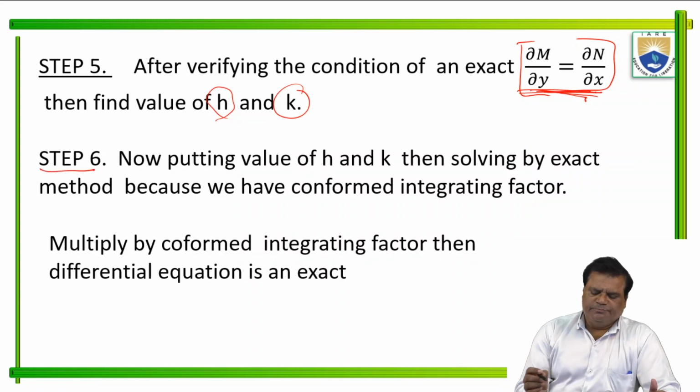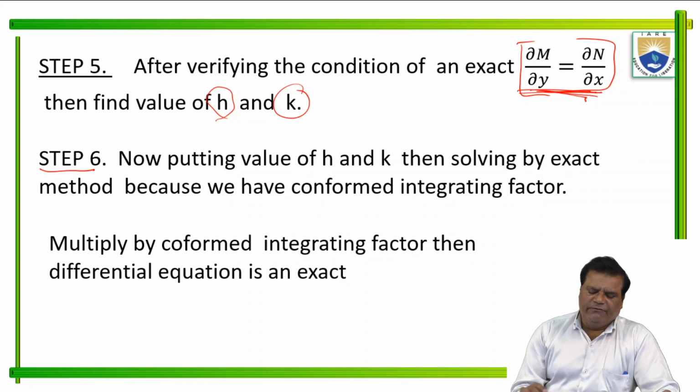Now step 6: putting the values of h and k, then solve by the exact method, because we have confirmed this is an integrating factor. Multiply by the confirmed integrating factor, then the differential equation is exact, 100%.